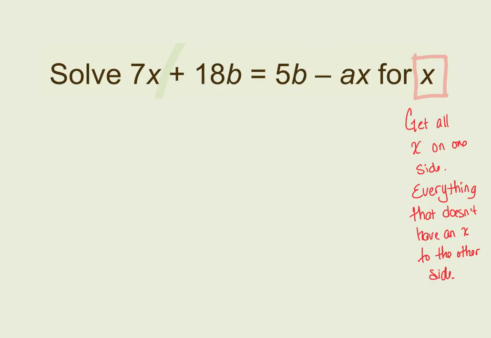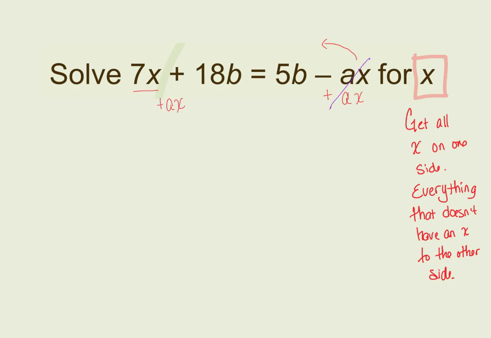So when we look at this, we see that I have a 7x over here and a negative ax over here. So I want to move that group that has the x in it over to the other side. And I'm going to do the same process. It is a negative ax or a minus ax. So I want to make it a plus ax. And I'm going to say plus ax over here.